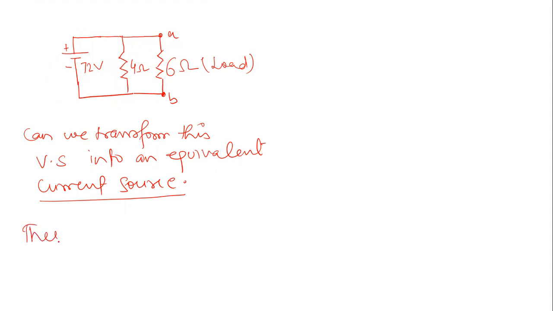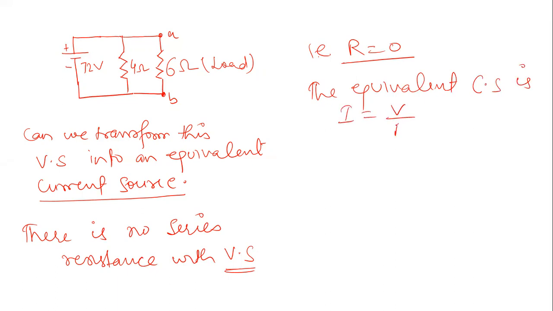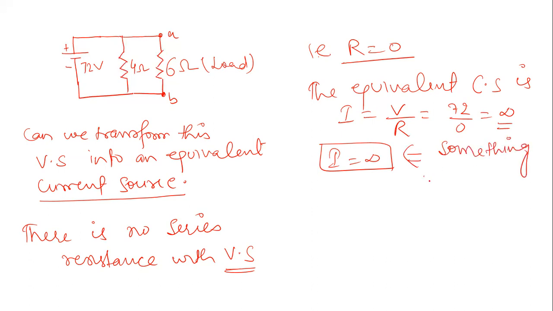There is no series resistance with the voltage source, that is R is equal to 0. Now the equivalent current source is I is equal to V by R, or 72 by 0, that is infinity. So I is equal to infinity is something not real. This is not real.